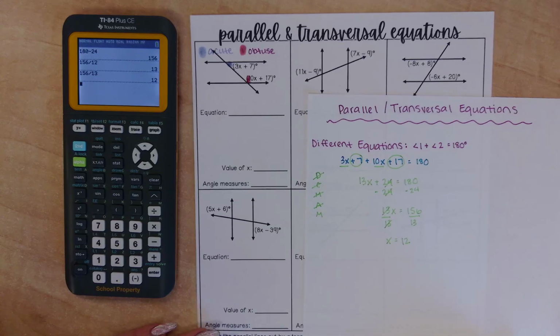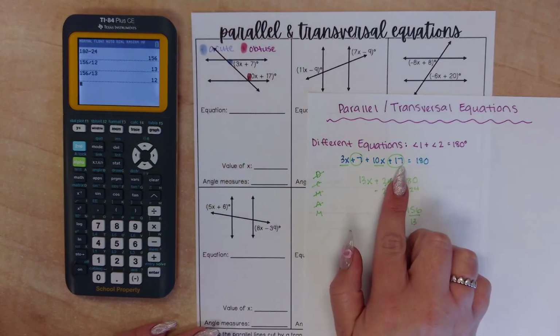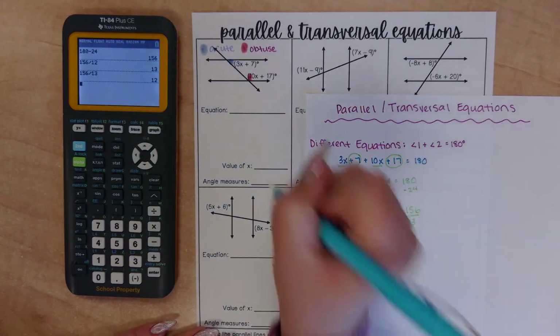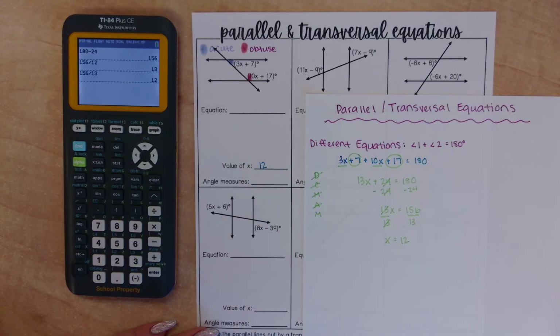Now let's go see if that's the answer they want. So first, they did want us to write the equation. We already did that right here, so we are good on that part. And then it says, what is the value of x? Well, x is 12. And then it says, what is the angle measures?